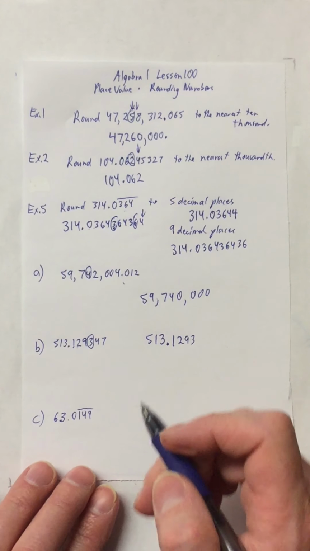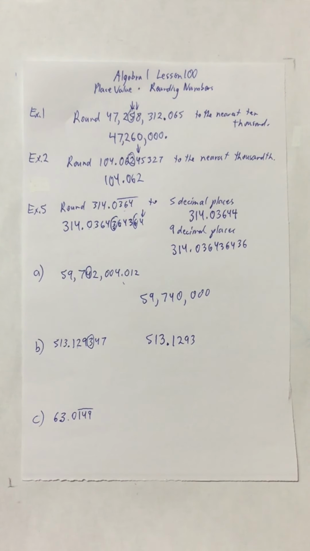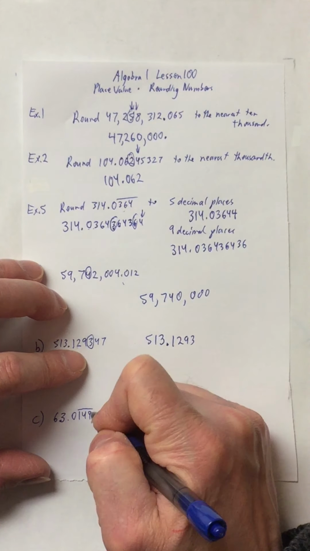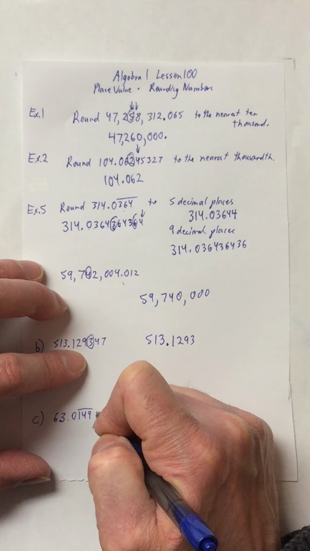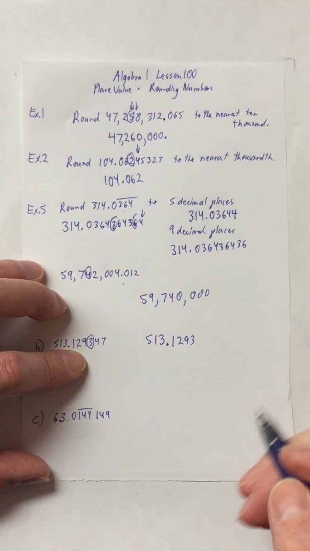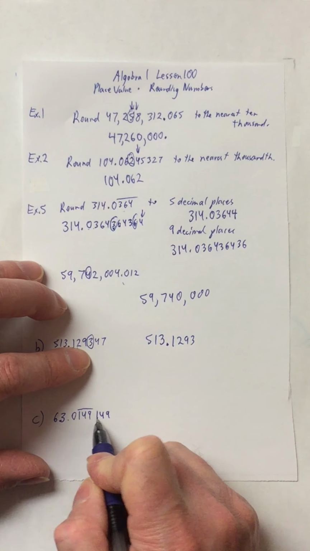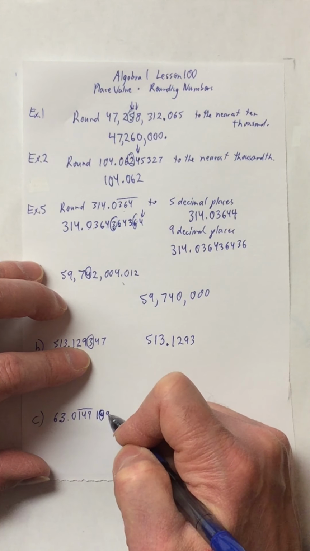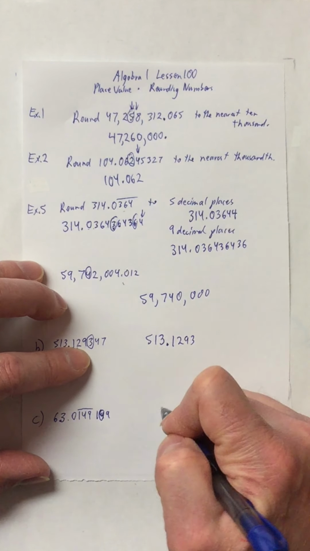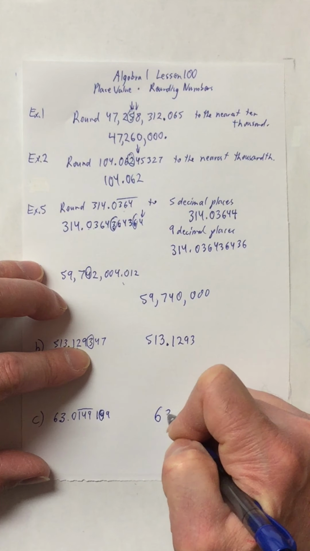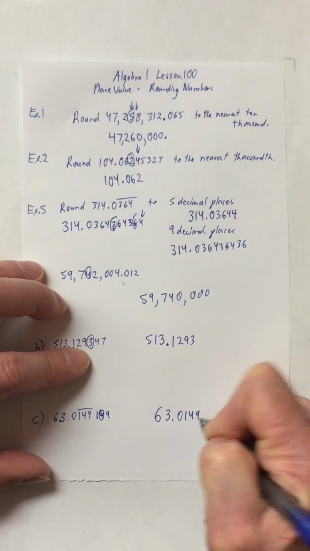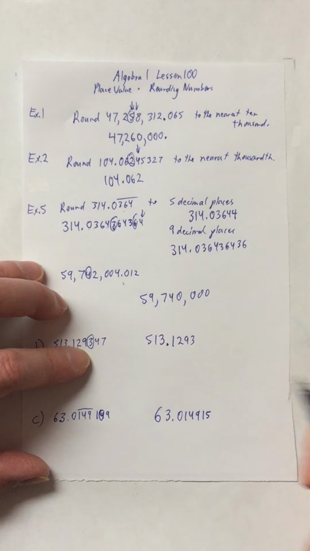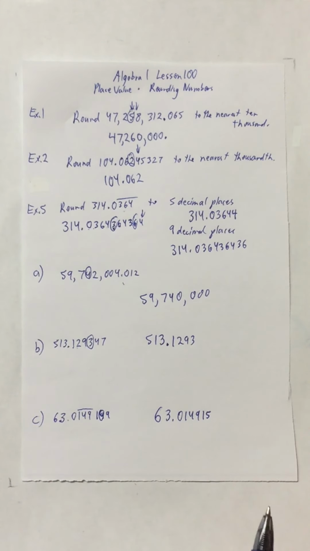All right, let's look at my repeating one here. It says round it to 6 decimal places, so I need 2 more decimal places there. So I'm going to repeat it out as 149, and then count 1, 2, 3, 4, 5, 6. I'm rounding here. The 9 is definitely high enough to round that 4 to a 5, so my answer is going to be 3.014915.